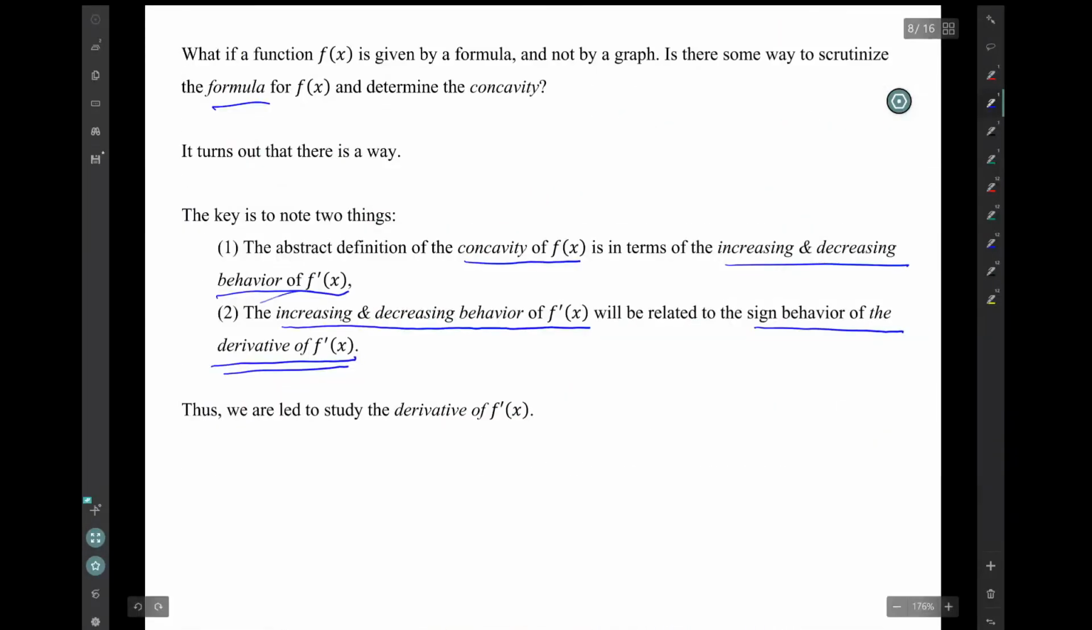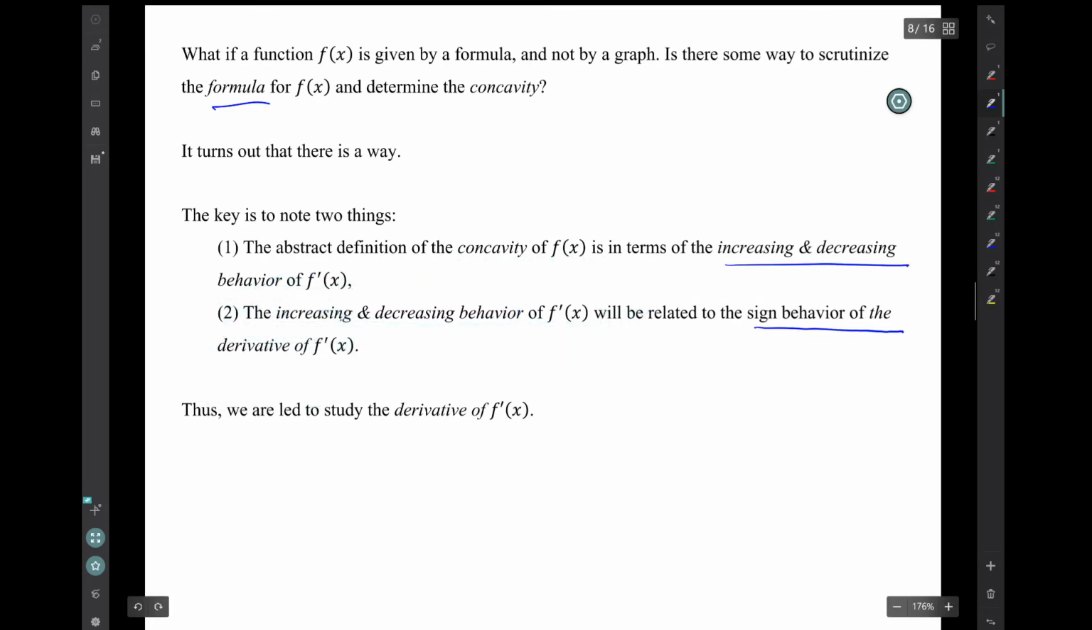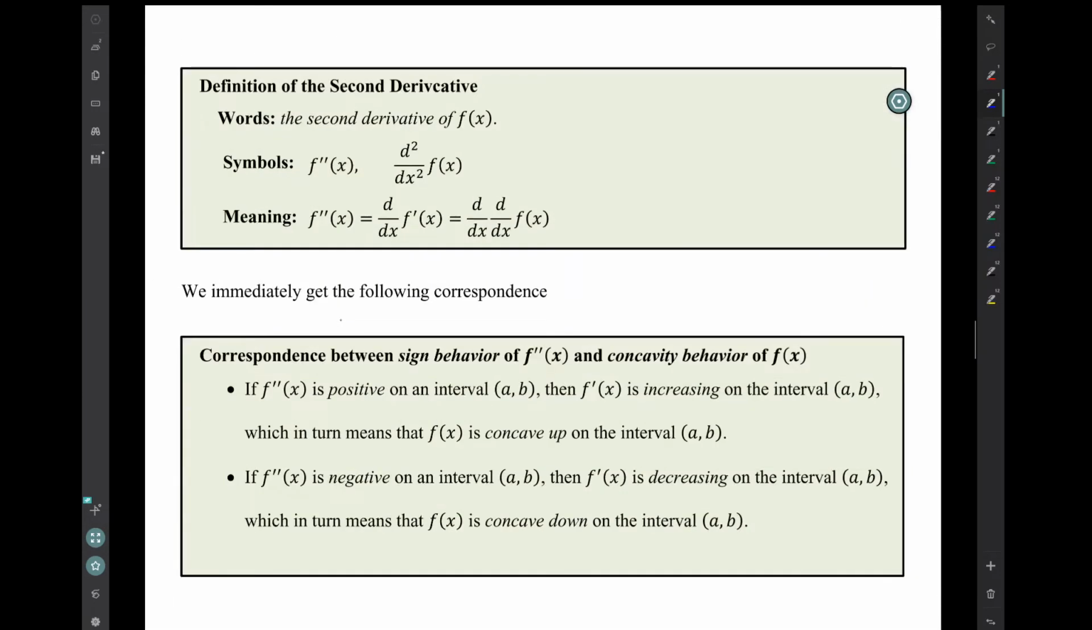What we're doing here is we're thinking of the function as being f prime, and then the derivative will be the derivative of f prime. So again, let me say that more in a different way. We have the derivative of f prime, and the issue of whether it's positive, negative, or zero will tell us about the increasing, decreasing behavior of f prime. So that leads us to study the derivative of f prime. That's what's called the second derivative.